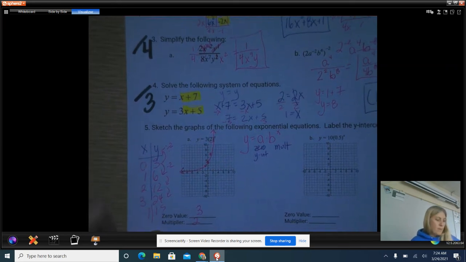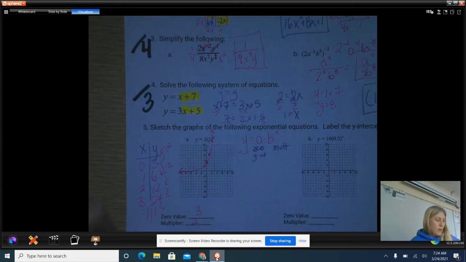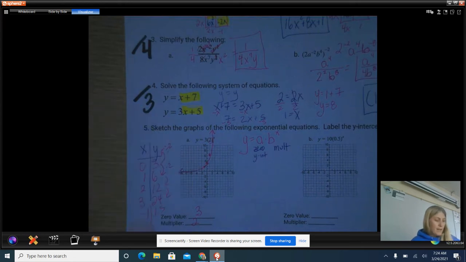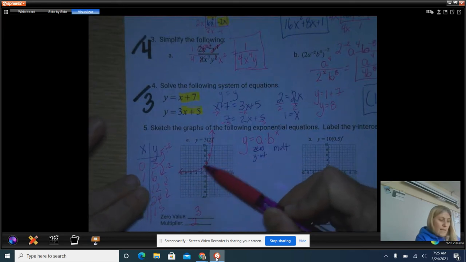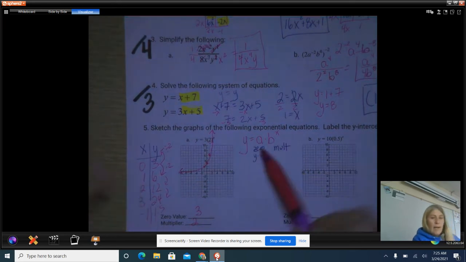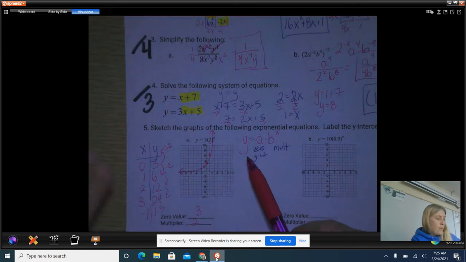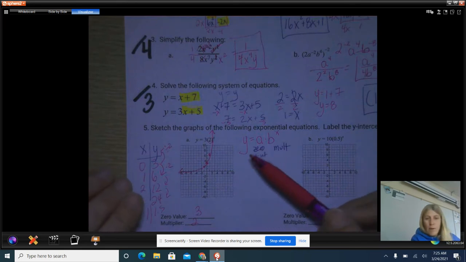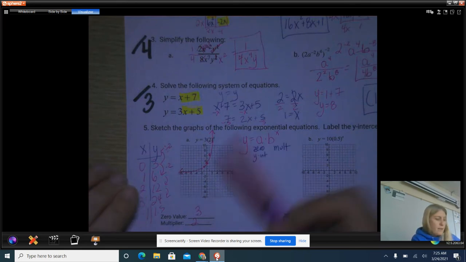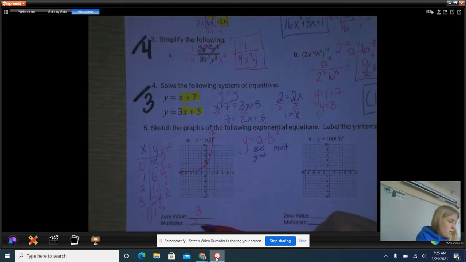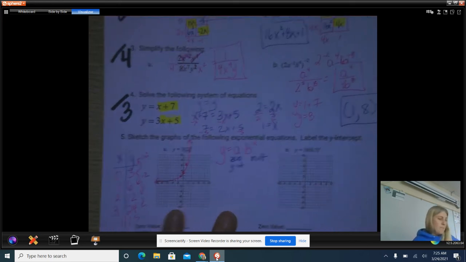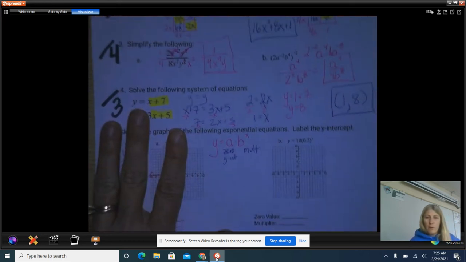1 point for knowing the multiplier is 2. 1 point for plotting your 0. And your next 2 points are for any other points on it. And your 4th point is your smooth curve that does not go below the x-axis. So this one is worth 1, 2, 3, 4, 5 points. Okay, our next one here is also going to be worth 5.